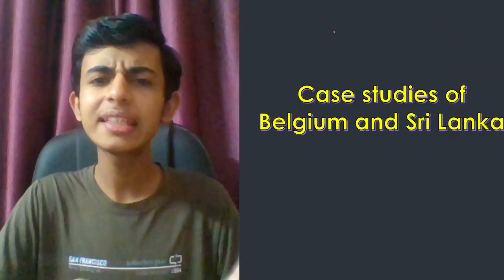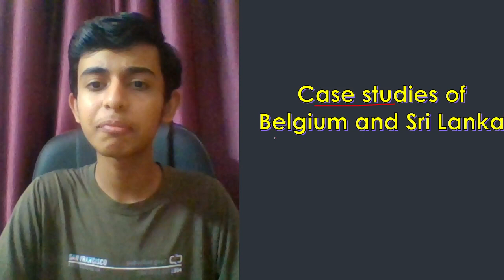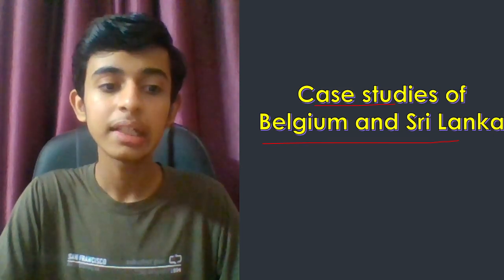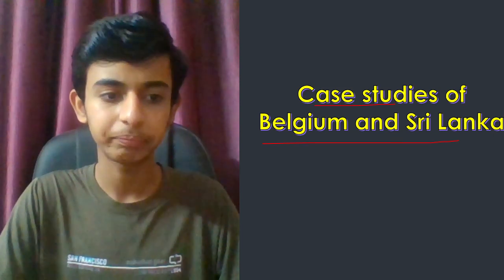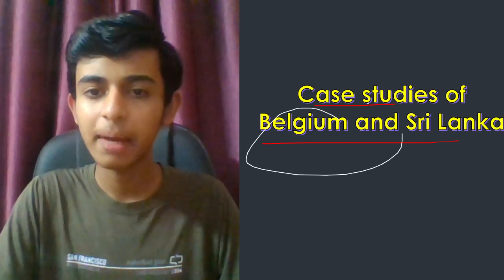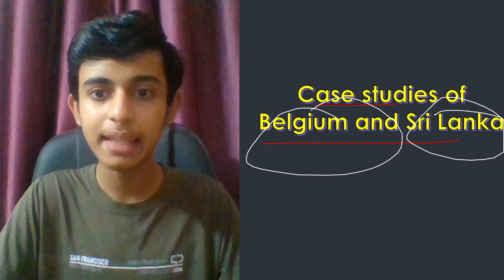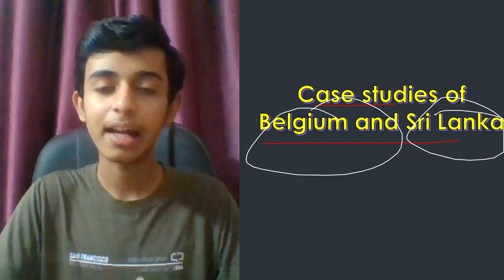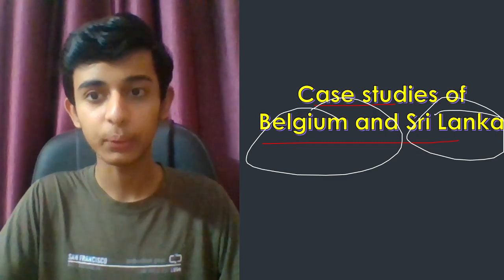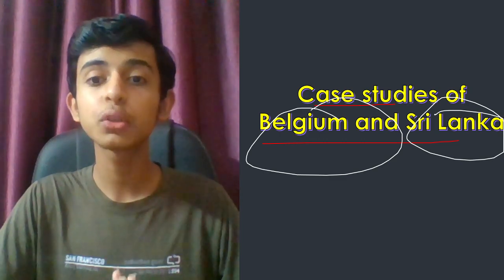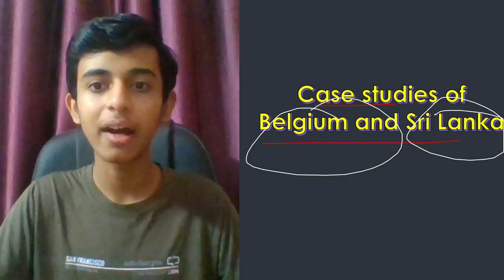Okay, so let's get started with the case studies of Belgium and Sri Lanka. Very important. These are two small countries, Belgium and Sri Lanka. They are small, but the complexities in them are very high, and we'll learn how they are related to the sharing of power.